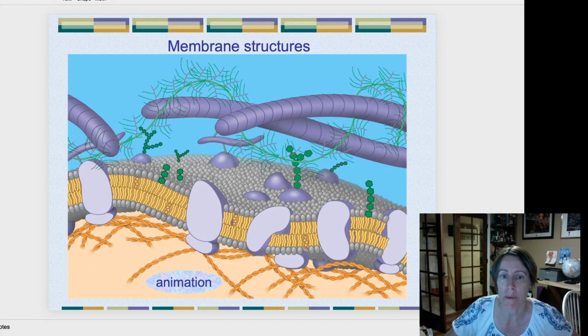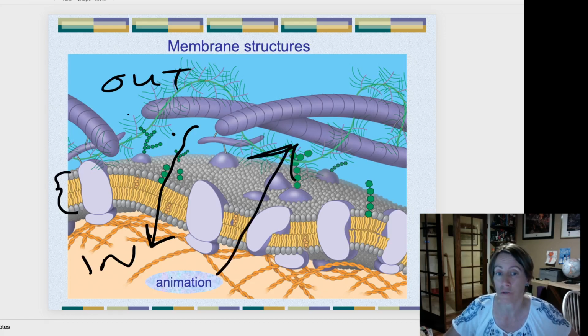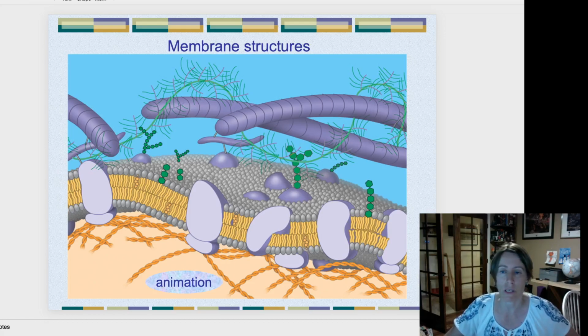So the membrane gets to pick what can go from, if this is the outside of the cell and this is the inside of the cell, and this is the phospholipid bilayer that's making up the cell membrane, separating the out from the in. The cell membrane gets to choose what molecules can move in, and it also gets to choose what molecules can move out, and it can control those things. So it isn't just like an open door policy. There are lots and lots of checks and balances, and ticket checkers to make sure the right things are getting in and the right stuff's getting out. So that's selectively permeable.